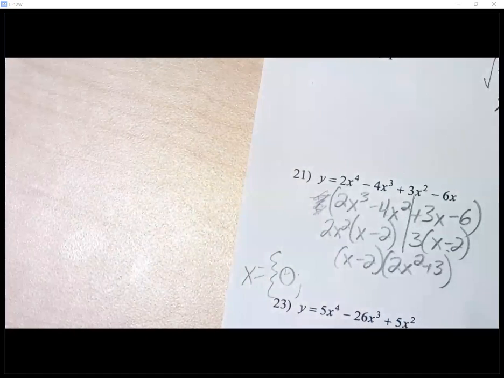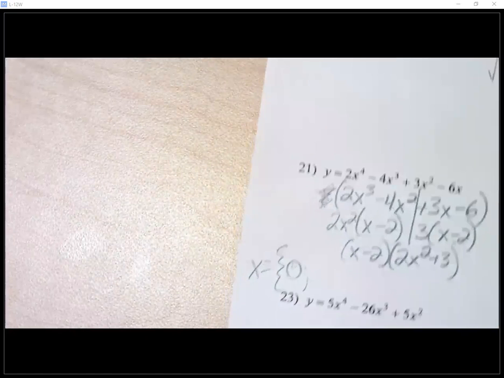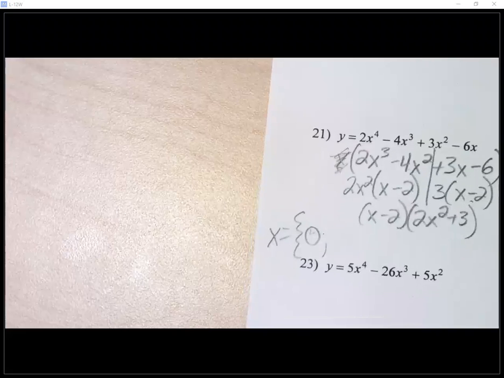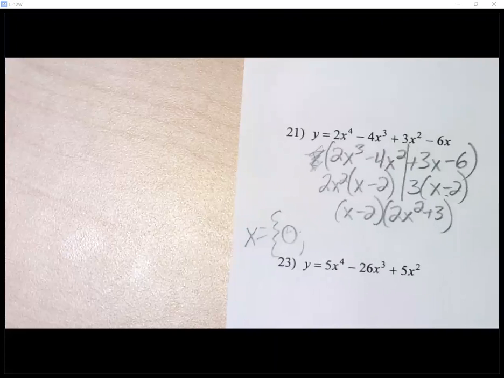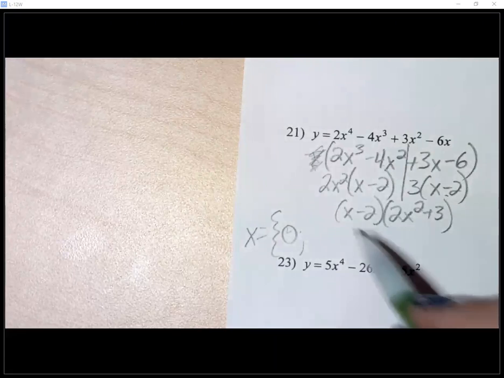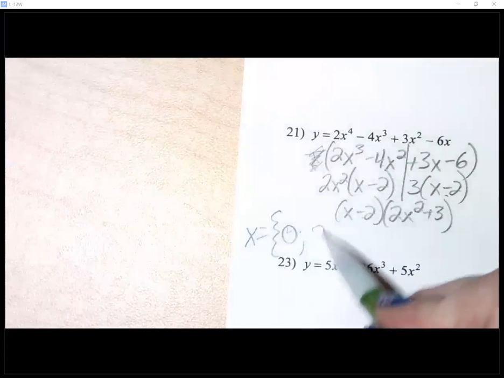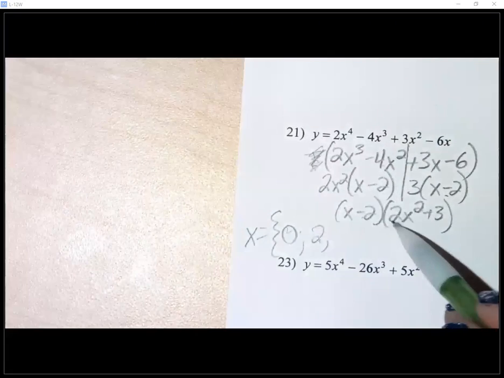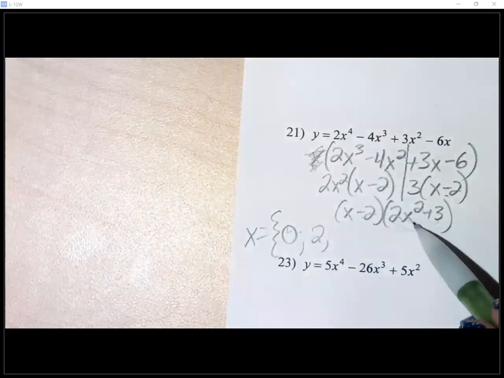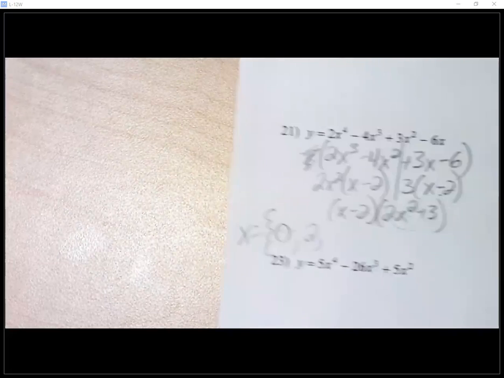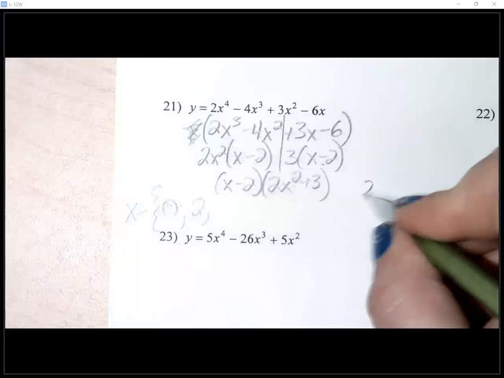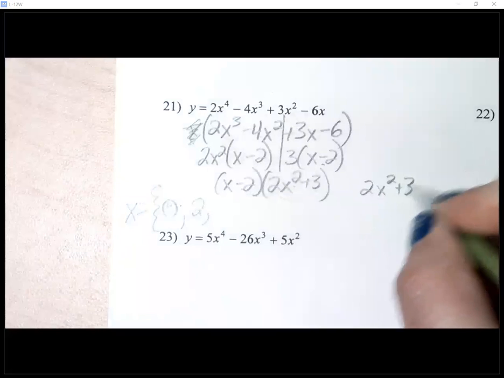Hey, we got another answer, don't we? Give me another answer. Positive 2. Positive 2's got to come from that. So positive 2. Great. My last two answers are going to come from this thing, which makes sense because it's x squared. So I know I'll have two more answers from this. I don't exactly know what they are. So I'm just going to take 2x squared plus 3, set it equal to 0, and I will solve.